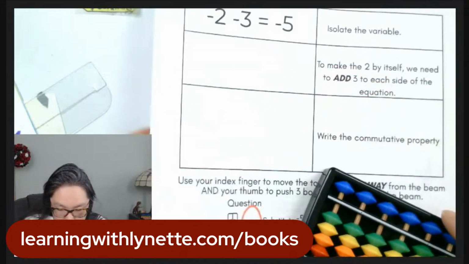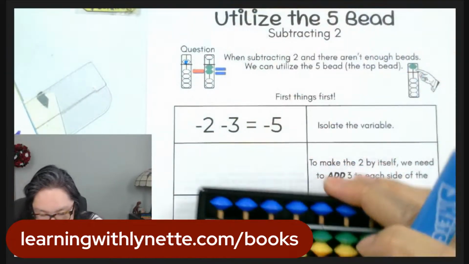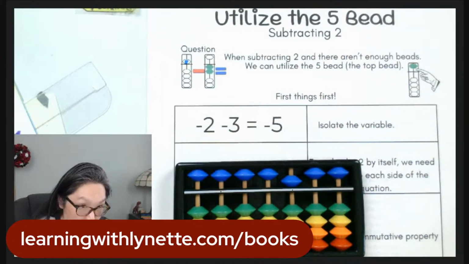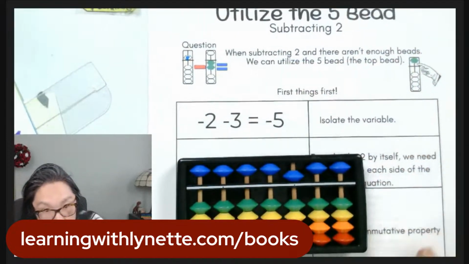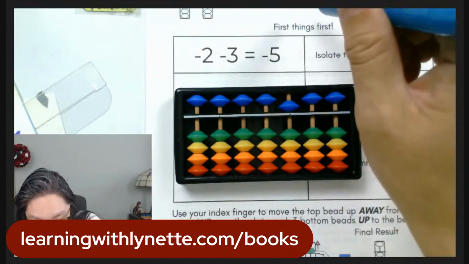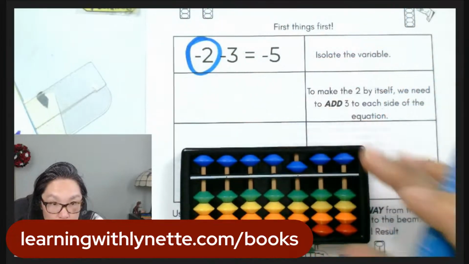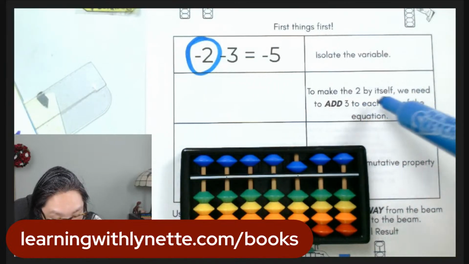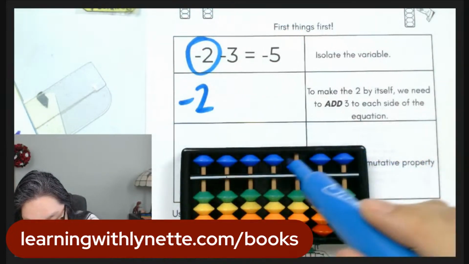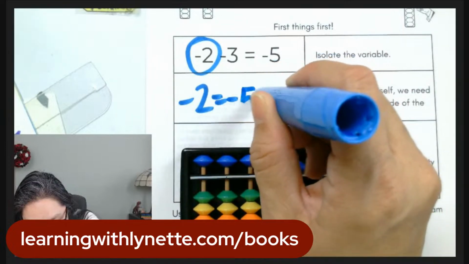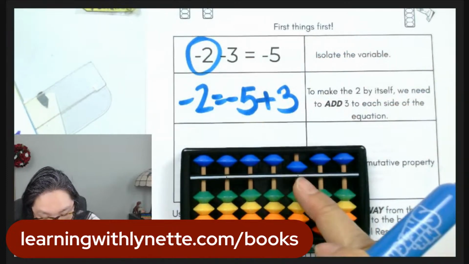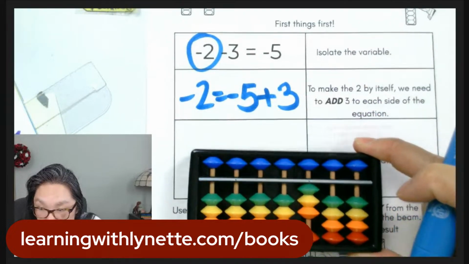So here is the other question, right? I have 5, and I want to take away the 2. So again, if I have 5 and I want to take away the 2, there's not enough beads to take away the 2. So what are we going to do? We are going to use our formula, right? We're going to isolate our variable. We have to subtract this 2. What we need to do is make the 2 by itself. We need to add the 3. When we add the 3 to each side, we have our formula. We have minus the 2 equals minus the 5. This is not balanced. So what do we do? We have to plus the 3. What we're going to do is minus the 5 and plus the 3. My final answer is 3.